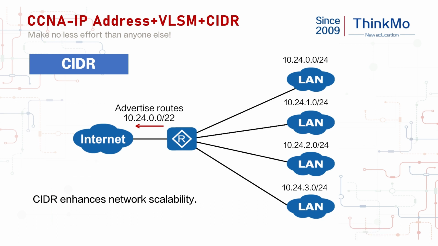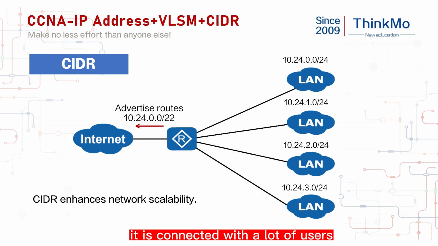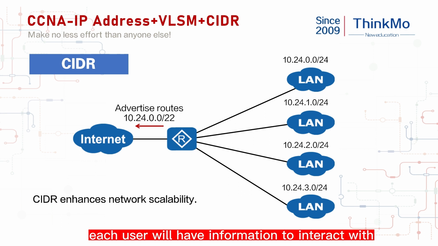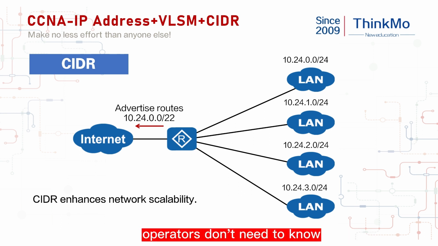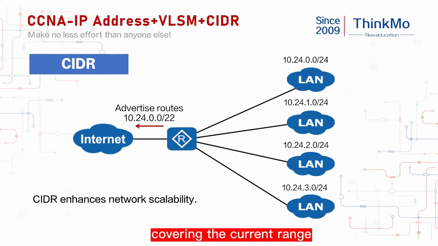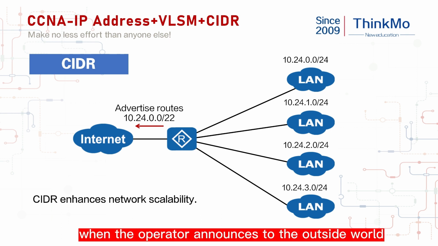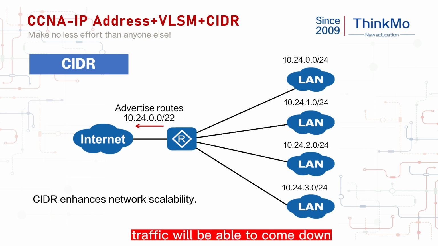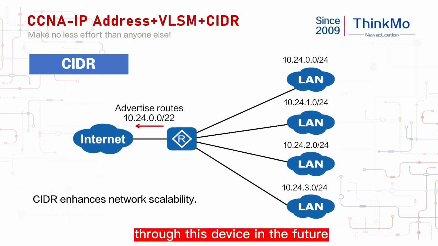That's what I mean. An operator is connected with a lot of users, so each user will have information to interact with. Finally, operators don't need to know everyone's precise information. They just need to make sure the business can run normally, covering the current range. When the operator announces to the outside world, "We are nothing but hope," the operator's traffic can return to the internal network. So just make sure it can interface with this export device, and traffic will be able to come down through this device in the future.